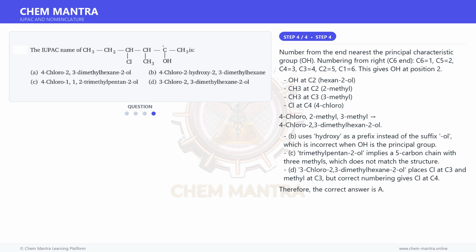And for the final step, number from the end nearest the principal characteristic group, O. Numbering from the right, C6 is 1, C5 is 2, C4 is 3, C3 is 4, C2 is 5, C1 is 6. This gives O at position 2. O at C2, hexan-2-ol. CH3 at C2, 2-methyl.